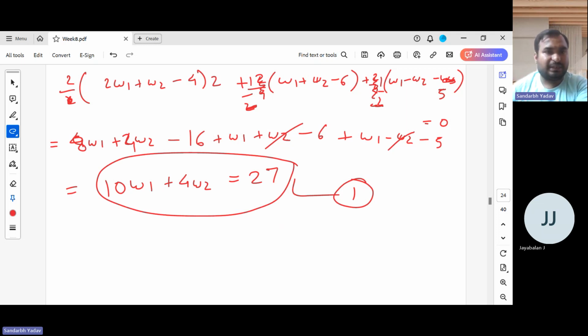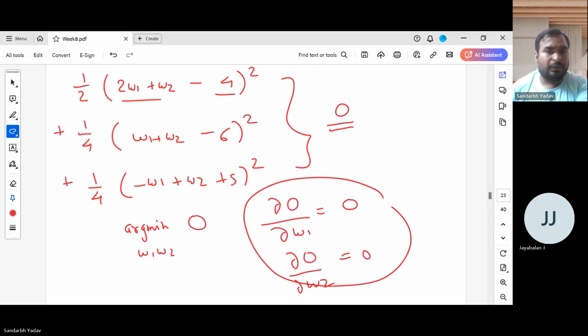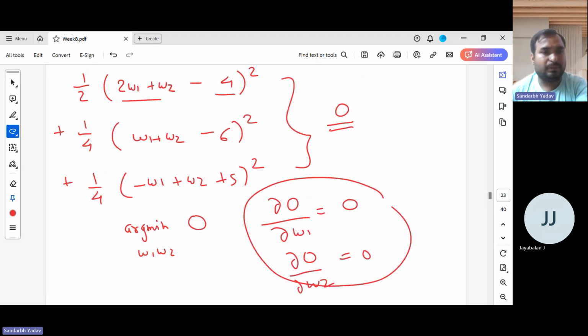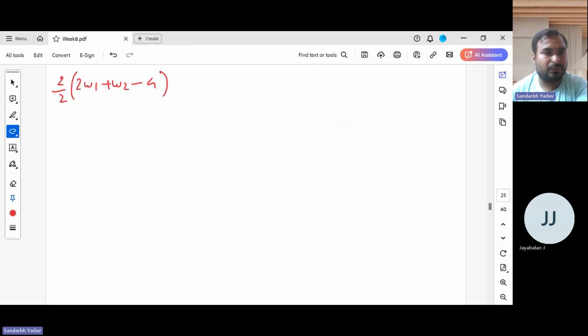Now for the second equation we need to take the derivative of O with respect to W2, as we did with respect to W1. Here again with the chain rule the coefficient is always one, so that will never come in the chain rule. So essentially we take 2 here and just keep the remaining terms. It will be 2 upon 2 times (2W1 plus W2 minus 4). It was this only: 2W1 plus W2 minus 4. The 2 came here, 2 upon 2.